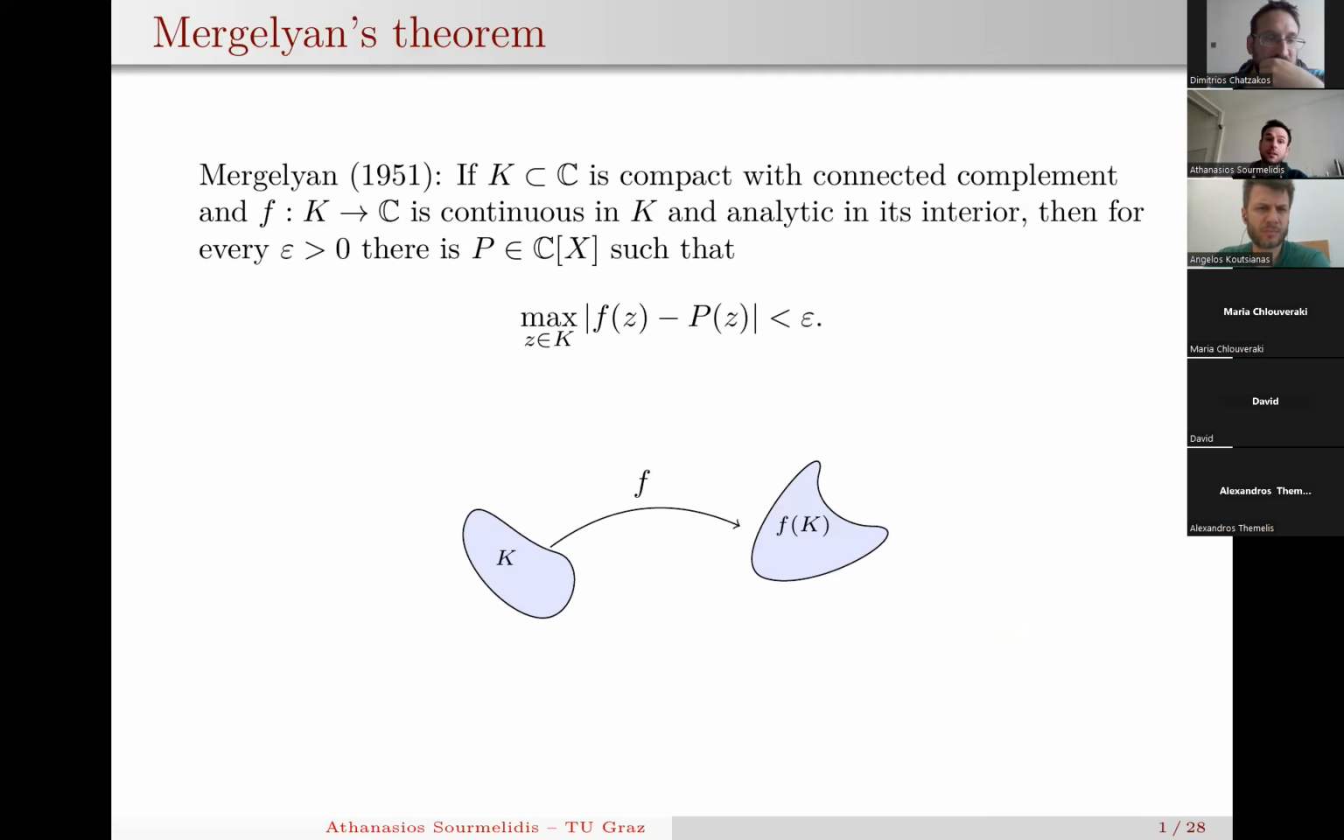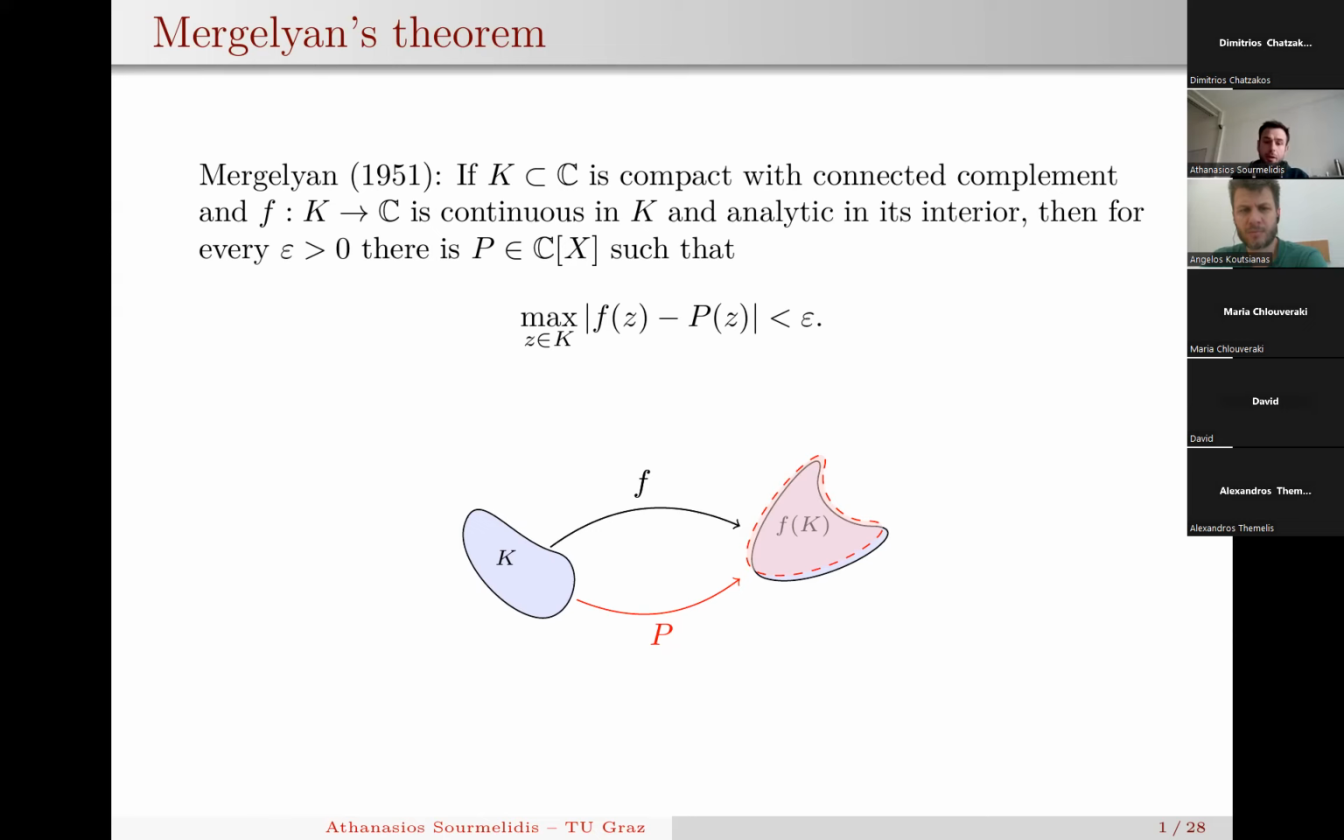Probably everybody has seen it once or twice in courses in complex analysis. It's Mergelyan's theorem. You have a compact set in the complex plane without holes, so with a connected complement, and you have a function f, which is continuous on the compact set K and analytic in its interior. Then for every epsilon, you can find a polynomial that is close to your function f over the set K. Of course, the polynomial is also close to f at every point of the set K, not just the same image, but fair enough.